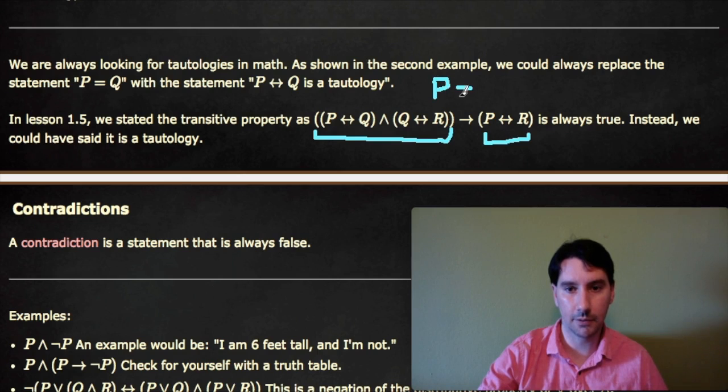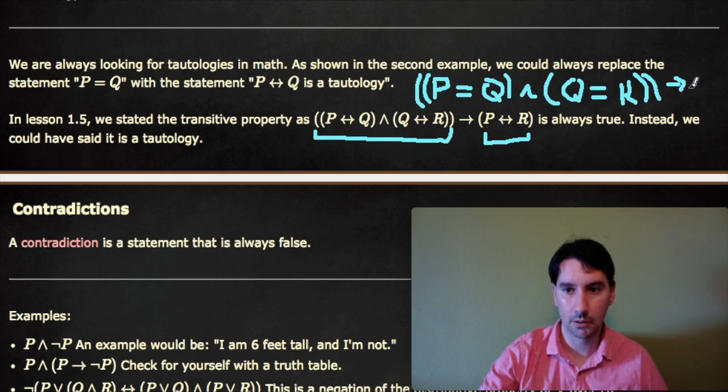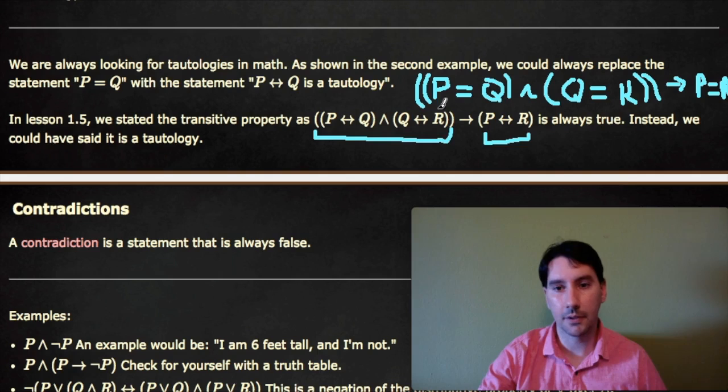And so we could even write this with P equals Q and Q equals R, all of this implies that P equals R. I'm a little off the edge there, but so this statement is tautologically true, meaning it's true no matter what values for P, Q, and R that you plug into the statement.